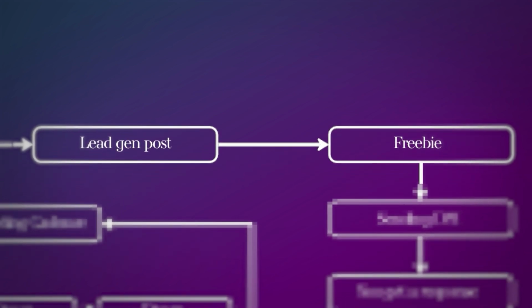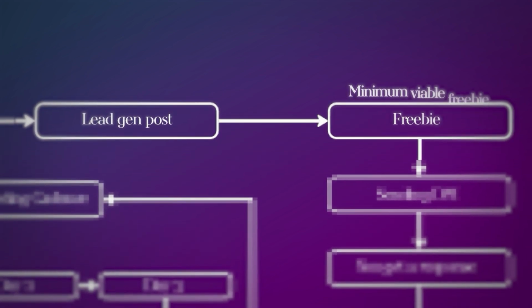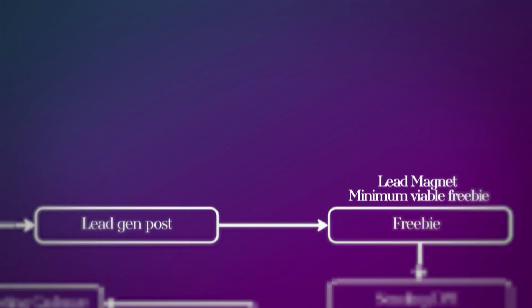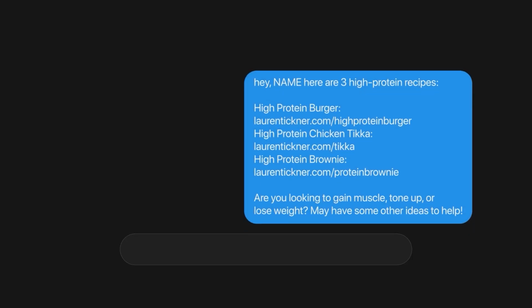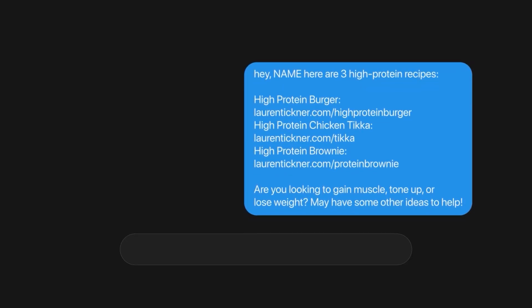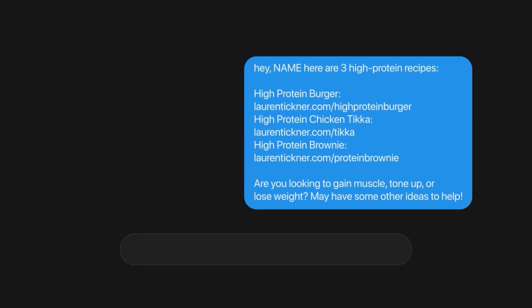And after you send them the freebie, whether it's a minimum viable freebie or an actual lead magnet like a PDF or webinar or whatever, you want to then ask them an open-ended question with 3 potential options so that it makes it really easy for them to reply. Just like this example, you say their name and then you say, hey, here are 3 high protein recipes. The first one, the second one, the third one, and importantly, you ask, are you looking to gain muscle, tone up, or lose weight? And they have some other ideas to help, because that way, after they've responded, you can then move into the next step, which I'll be talking about in a moment.